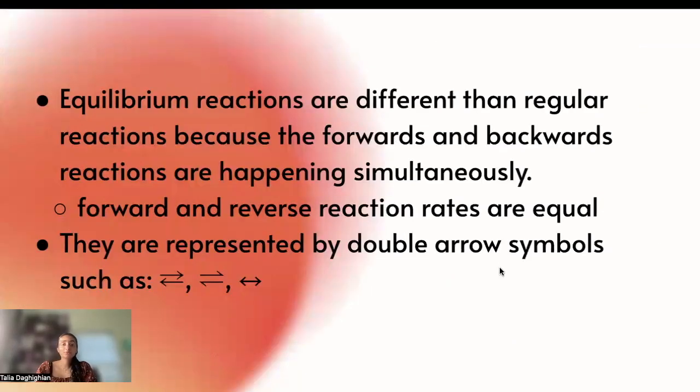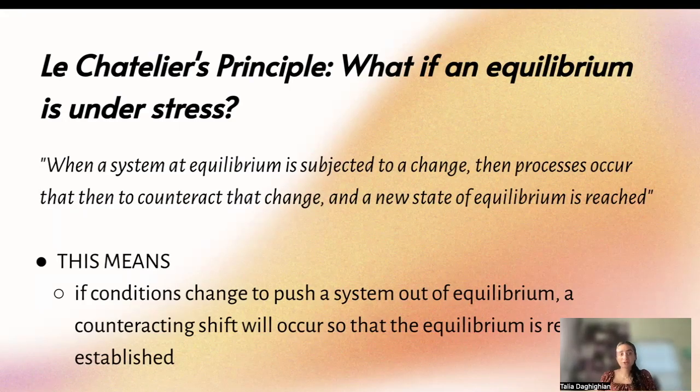So equilibrium reactions can be represented with multiple different double-sided arrows, as I showed in the second bullet point. And this kind of just summarizes what I said on the previous slide, that in equilibrium reactions, the forward and reverse reaction rates are the same. Sometimes we can add a stress to a reaction to move it out of equilibrium, and then it will reestablish equilibrium once again. And this is called Le Chatelier's principle, which is when an equilibrium is under stress.